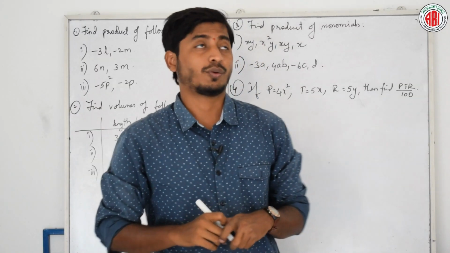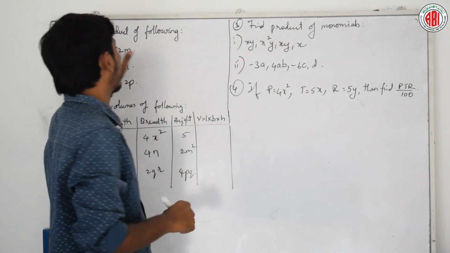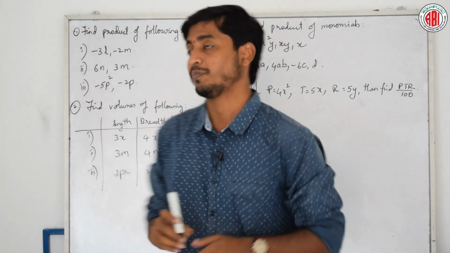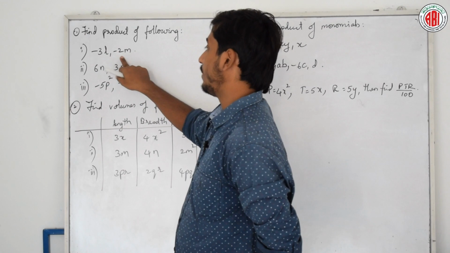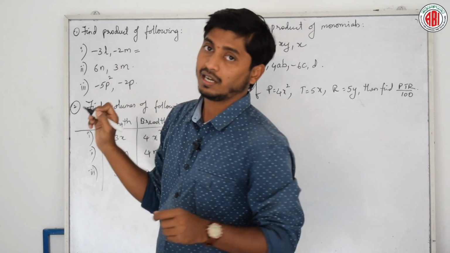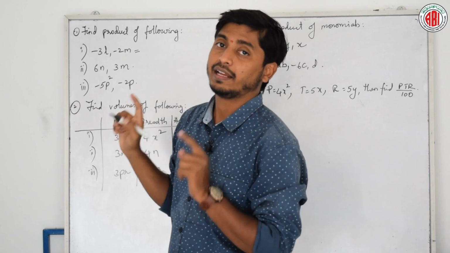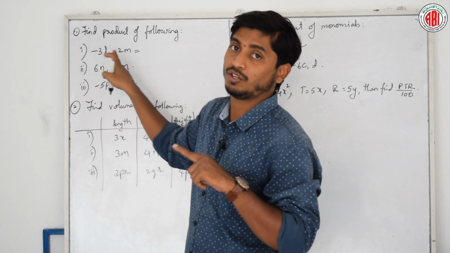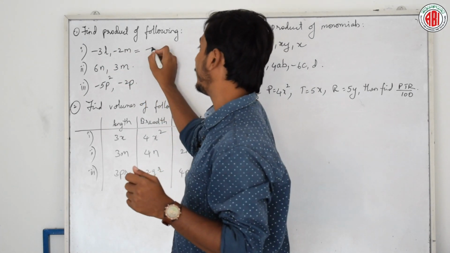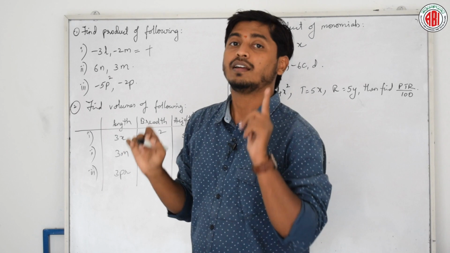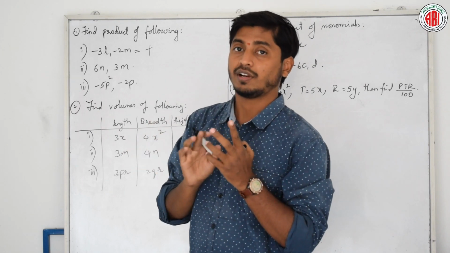See here, the question is asking us to find the product of the following. How do we find it? Minus 3l into minus 2m. How to do it? First check the negative or positive signs. Both are negative. Therefore, minus into minus is always plus. First step: check the signs, whether they are positive or negative.